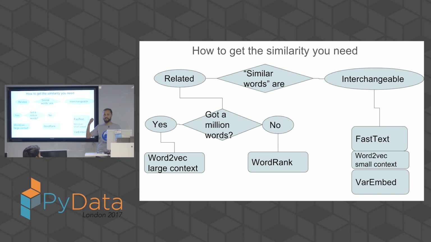OK, and this is a decision tree for the same table. So my similar words are related, and I've got 1 million words.